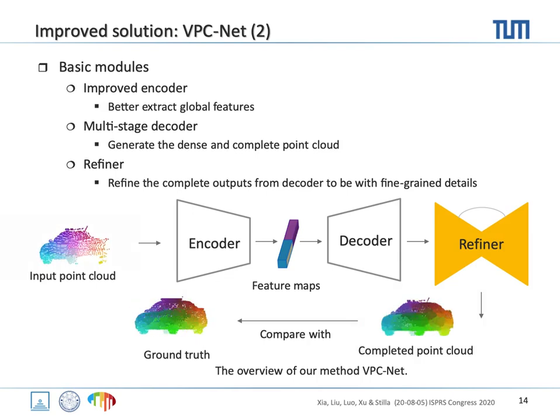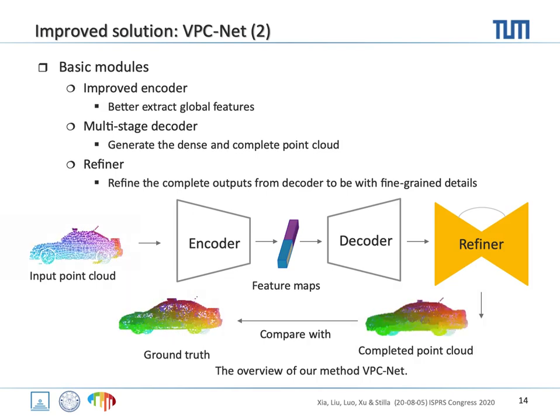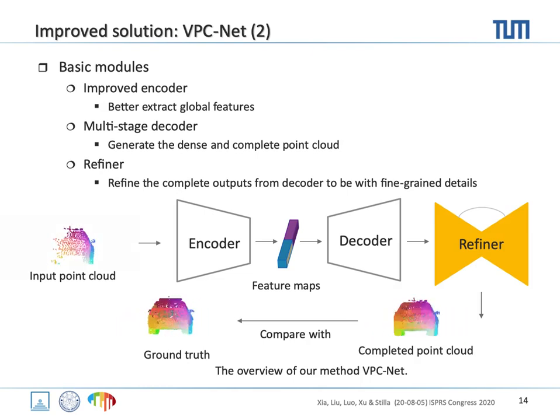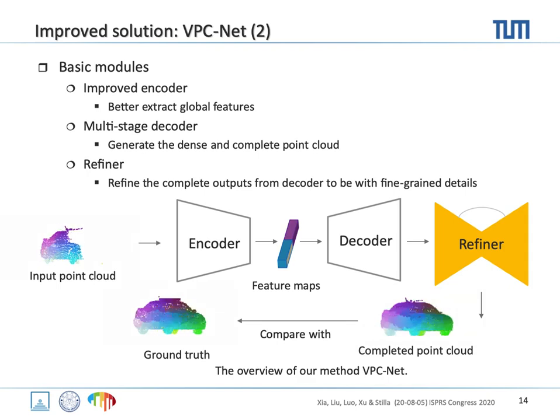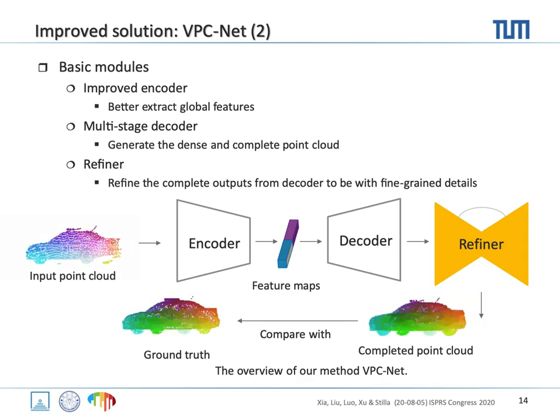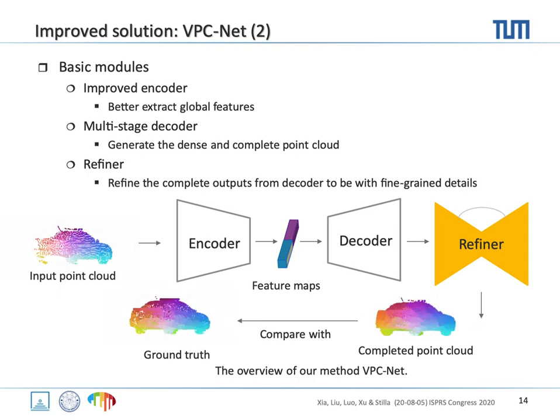Different from S2U-Net, it consists of three modules: encoder, decoder, and refiner. We improve the encoder to better extract global features, and then use the multi-stage decoder to generate the dense point clouds. Followed by the refiner, it can refine the complete outputs from the decoder to have fine-grained details.